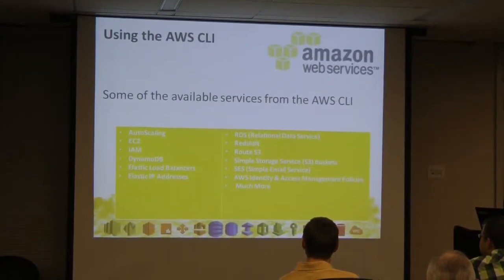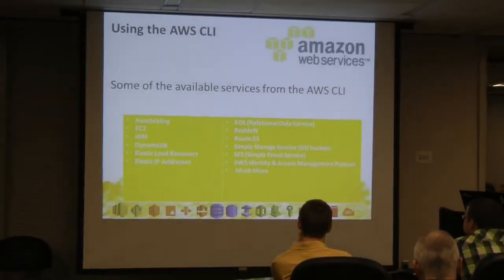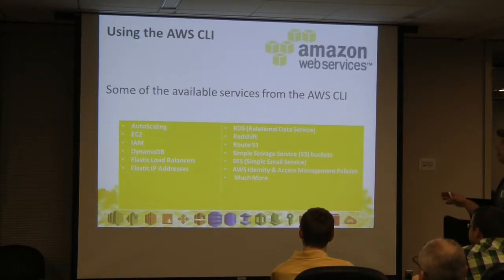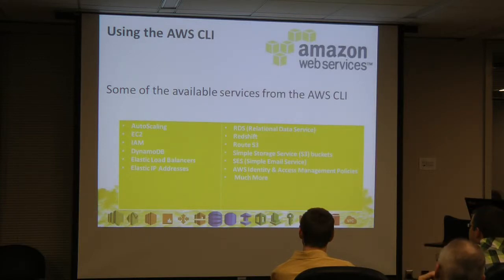With the new CLI, most of the services have now been incorporated, and they're adding more services as they go. Here are some of the available services from the new AWS CLI, which include EC2, IAM, auto-scaling as a service in and of itself, DynamoDB, RDS, SES, Redshift, Route 53, Elastic IP addresses, and a whole lot more.